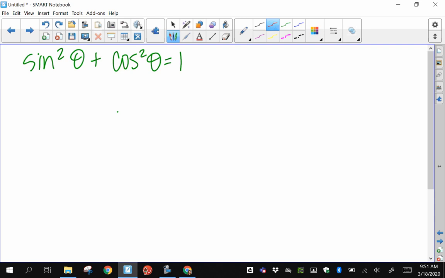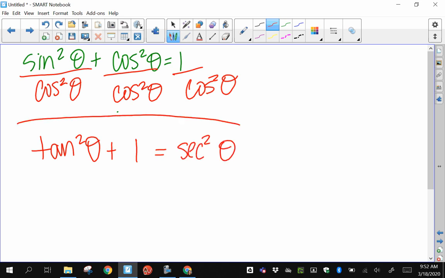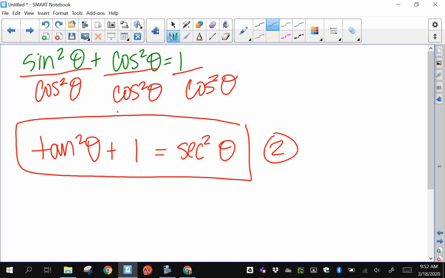Next, I'm going to take this Pythagorean identity and divide it by cosine squared theta. Sine divided by cosine, remember, that's another way for us to write tangent. That's tangent squared theta. Cosine divided by cosine, that's just 1. And 1 over cosine, that is going to be one of those reciprocal trig functions. C goes with S and S goes with C. So that is secant squared theta. Here is a second Pythagorean identity.